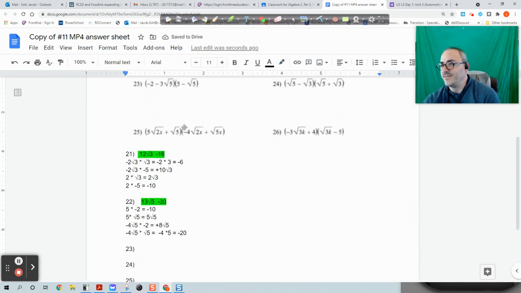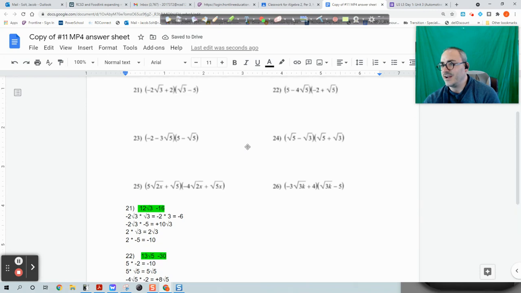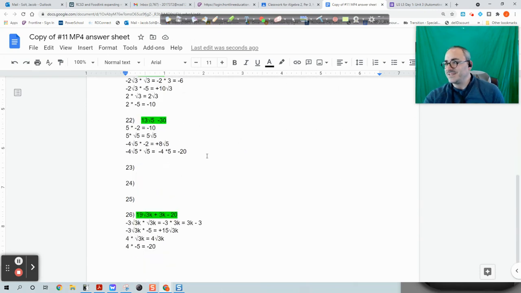I'm tempted to do 25 because it's got those variables, but you know what? You need to try one of those variable ones on your own. So I'm going to leave you with the rest of these others to do.